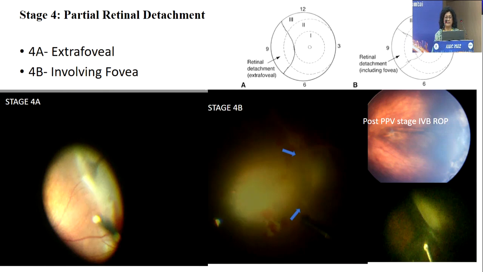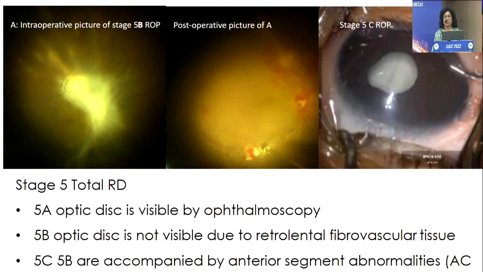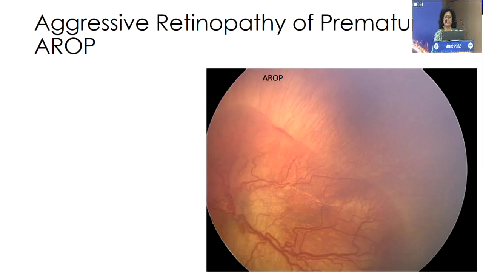If your retina is detached, it is stage 4A if the macula is spared, and stage 4B if your macula is involved. And if you have total retinal detachment, it is stage 5. If on bedside examination you are able to see the optic disc, then it is 5A. If the optic disc is not visible, it is 5B. And in case the anterior segment is involved, it is 5C ROP.